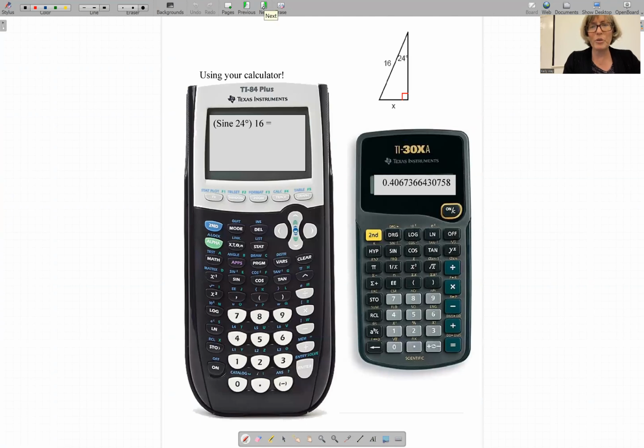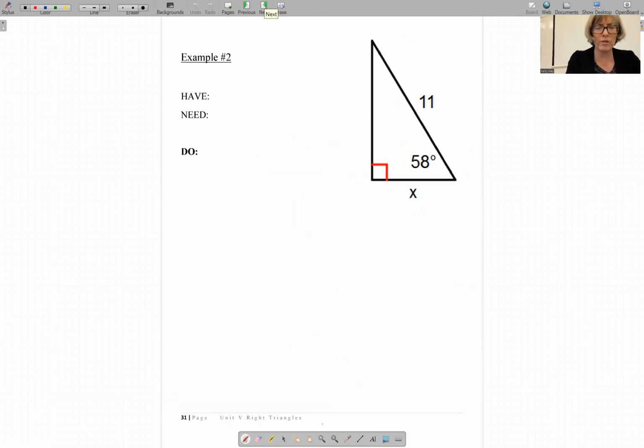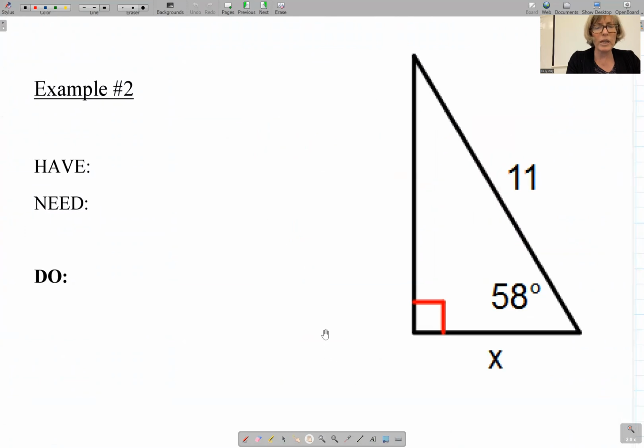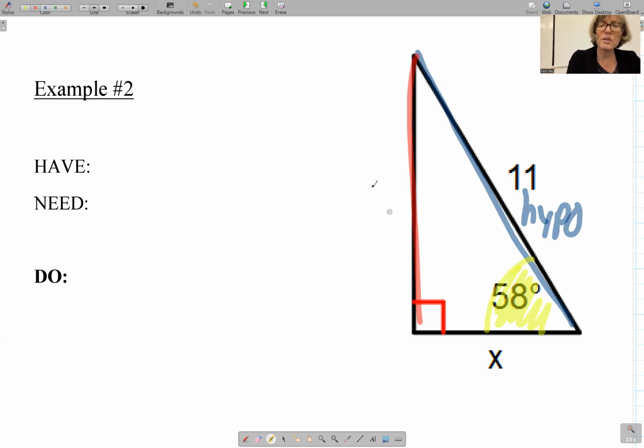So this showed you how to do that on the calculator on the right. We're going to do a couple more here. You'll get the hang of this. It's not hard. Step one, we label. Right here, there's our hypo. If we're using this angle, that would make this side the opposite.